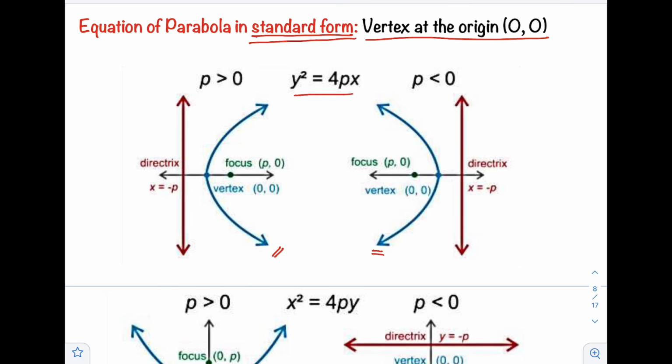So, paano ba natin malalaman kung opens to the right yung ating parabola or to the left? So, makikita niyo yan doon sa value ng ating p. If p is positive or greater than 0, so therefore, ang opening ng ating parabola is to the right. Okay? Then if p is less than 0 or negative, yung parabola natin is going to the left or opens to the left.